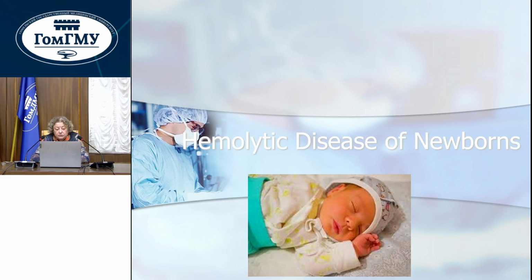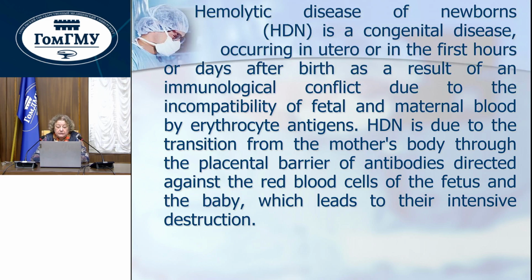So today our lecture will be about hemolytic disease in newborns. Hemolytic disease in newborns is a congenital disease occurring in utero or in the first hours or days after birth as a result of the immunological conflict due to the incompatibility of fetal or maternal blood by erythrocyte antigens. Hemolytic disease is due to transfusion from the mother's blood through the placenta barrier of antibodies directed against the red blood cells of the fetus and the baby, which leads to their intensive destruction.